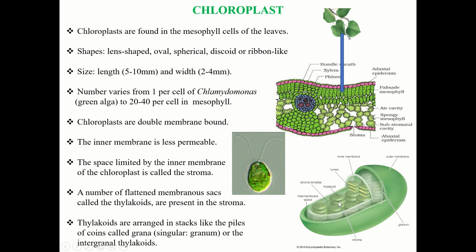You can see these coin-like structures piled up, called the grana. Plural it is called grana, and singular it is called granum. This one coin-like structure is called a granum, and when they are piled one above the other, they are called the thylakoids.